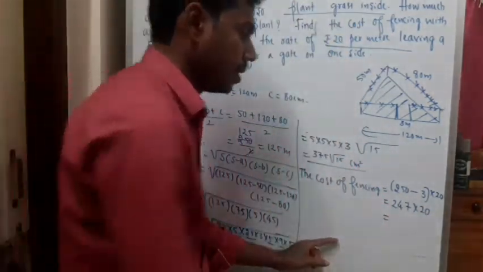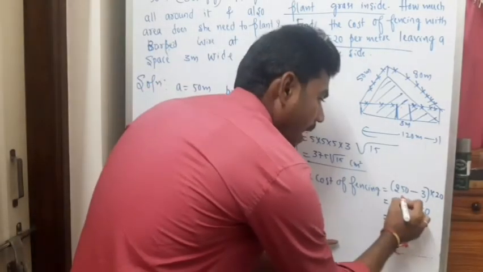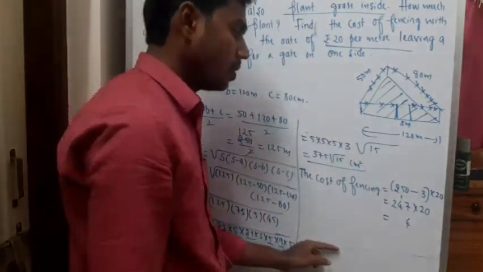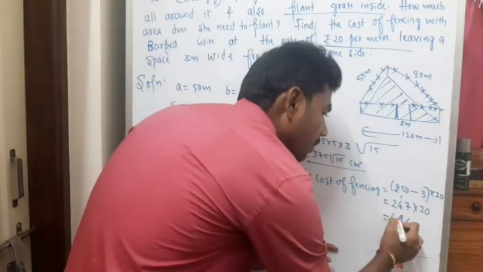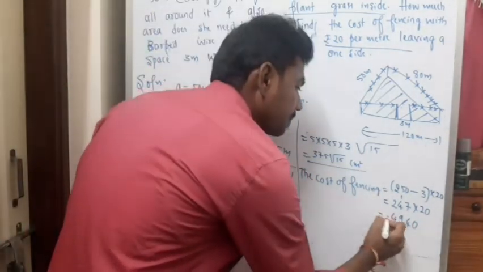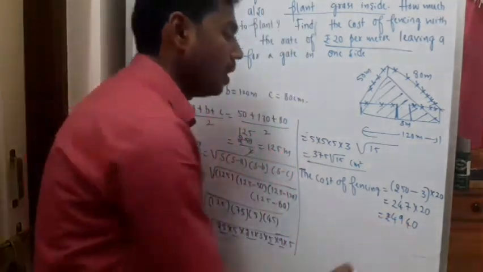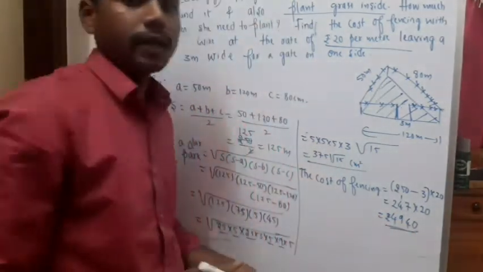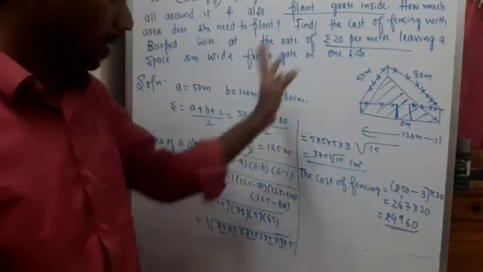247. 2 7s are 14, carry 1. 2 4s are 8 plus 1, 9. 2 2s are 4. So 4,940 rupees. So total 4,940 rupees is required for the fencing. So please note this down.